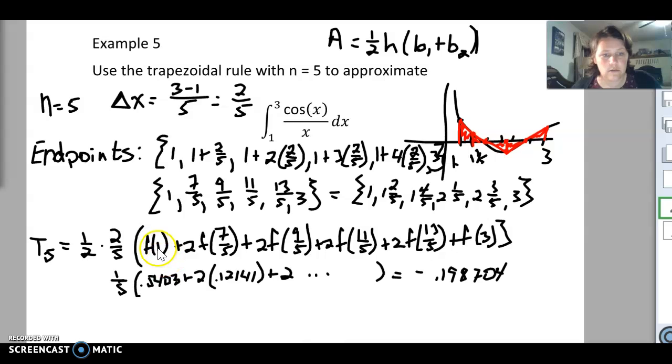trapezoids. So then we find f of 1. I put cosine x over x into my calculator and used my table. Put in 1 for my table, 7/5, 9/5, all of those. Then I found that information, added it into my equation, added them all up on my calculator, and I ended up with negative 0.19874. And that is my solution using the trapezoid rule for that example.